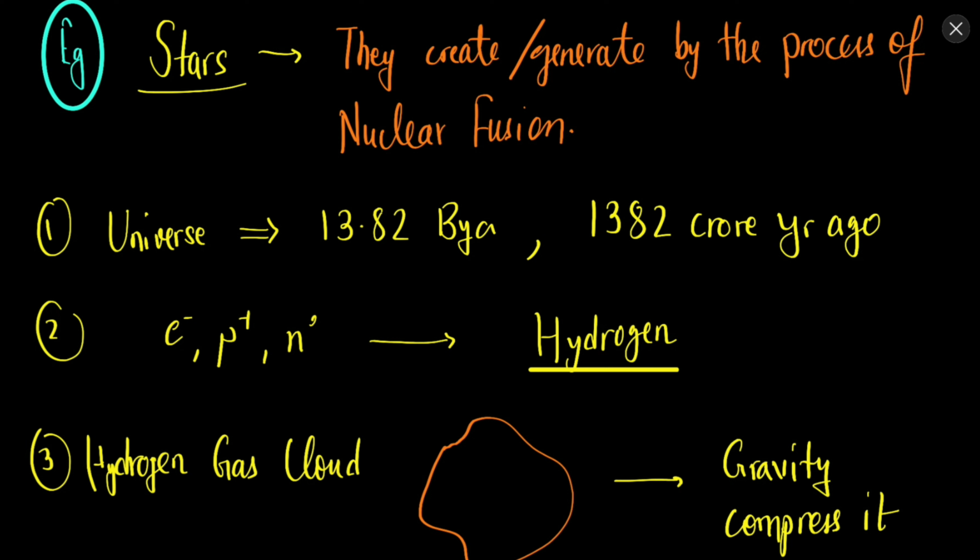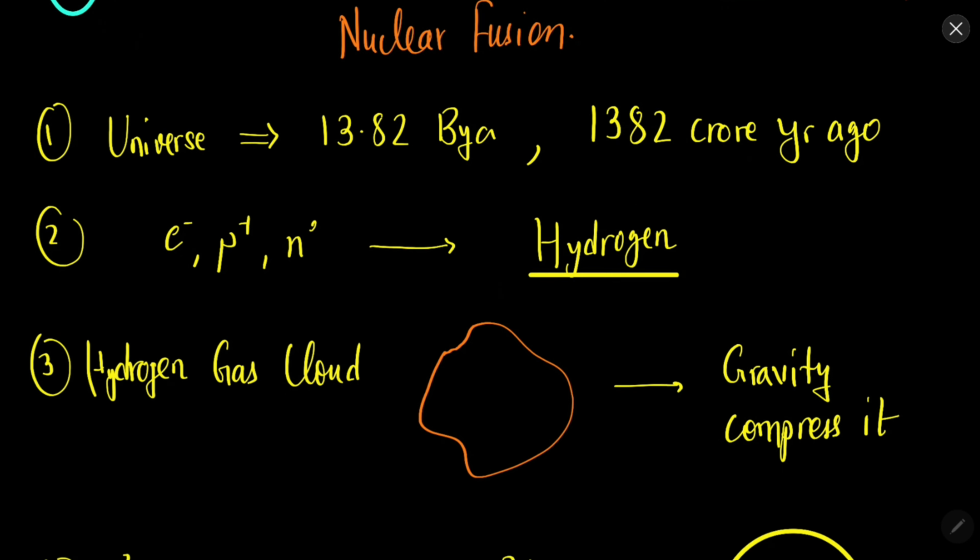So when the universe was made 13.82 billion years ago, around 1382 crore years ago, initially electrons, protons, and neutrons were there, which were all away from each other. But gradually, as the universe cooled down, electrons and protons came together and the first hydrogen atom was formed, and gradually a neutron also came in and deuterium was obtained.